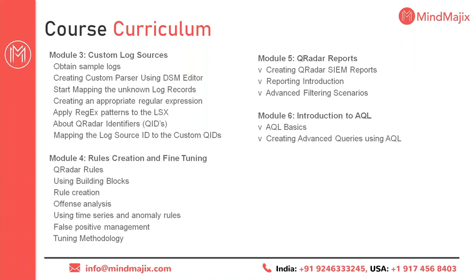So first of all, we have a QRadar rule and we have a building block. QRadar rules plus building blocks can create a complex tool. It's just based on the condition of how you are going to find the anomalies in your organization. Okay, so that is all on you, what type of rules you want to detect.